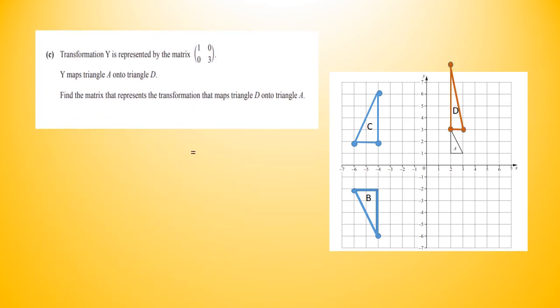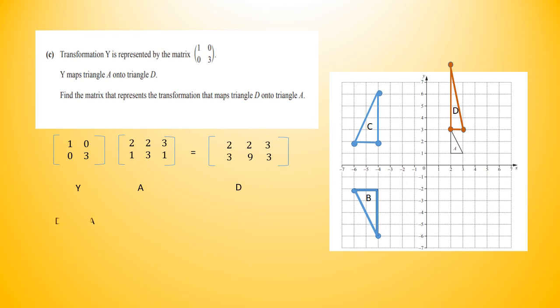The next part of this question is, the transformation Y is represented by the matrix 1, 0, 0, 3. Y maps triangle A onto triangle D. So we have to do the same thing again. First thing is you write down the transformation matrix, which is 1, 0, 0, 3. Then we write down the coordinates of triangle A, because A is mapped onto D, and we use the matrix multiplication, the row by column method, to find the coordinates of triangle D, which I have already marked on the diagram.